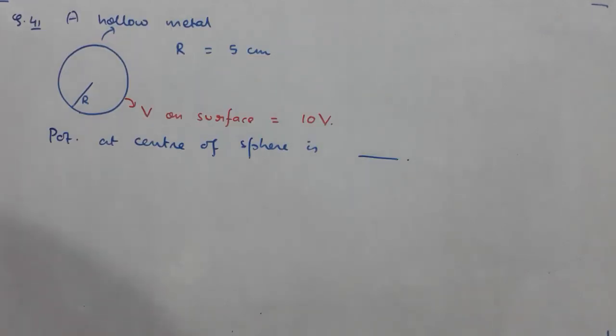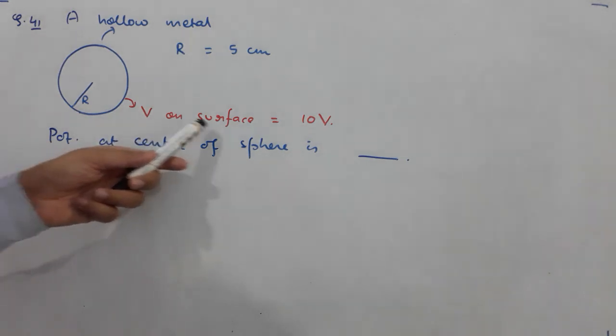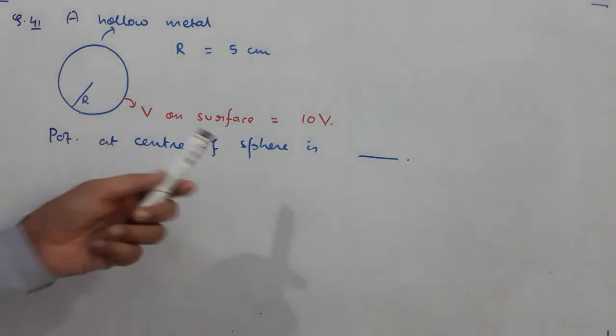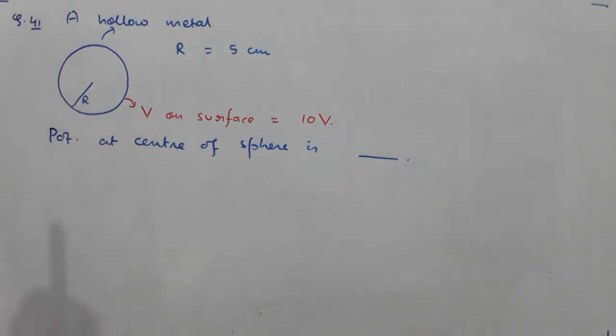Let's see a question. This is from the assignment sheet which I will be giving you. So this is question number 41. There is a hollow metallic sphere. It has a radius r equal to 5 centimeter, and it is charged such that the potential on its surface is given to be 10 volt. The question is the potential at the center of the sphere is, 4 options are given. I am not writing the options. Let's see what will be the correct answer.